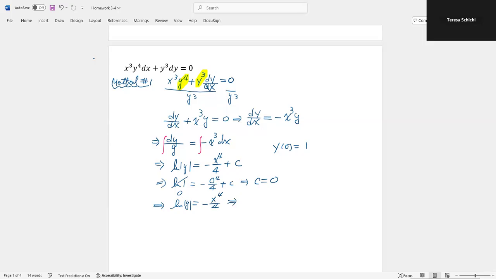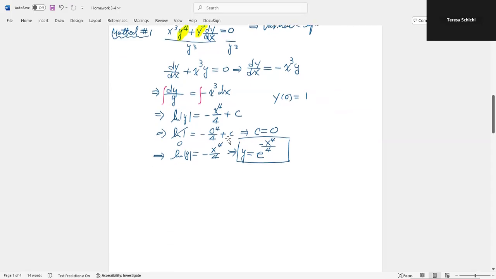Now I take the exponential of both sides. So my final answer is y equal to e to the negative x to the fourth over 4. This will be my solution. This is my first method, by variable separation. As you can see, it's very simple. You can solve the differential equation in just how many steps? 1, 2, 3, 4, 5. Five steps, and we can solve it.